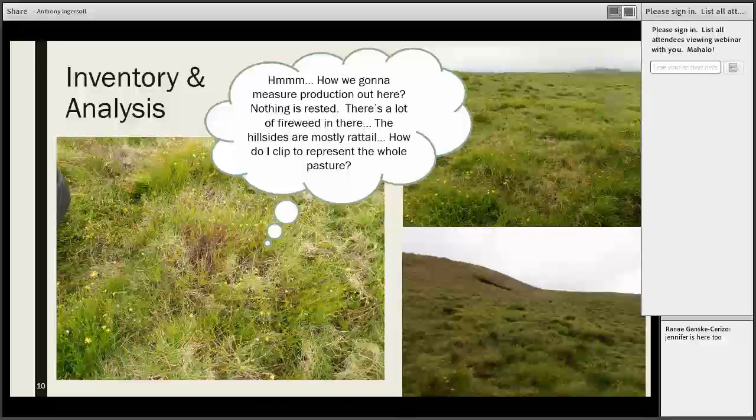There's tons of fireweed out there, even in the hoop. And the hillsides are different. They're mostly all rat tail. And it's different from the front of the pasture to the back. So how do we clip a site like this and try to get an idea of something that might be representative of the whole pasture?